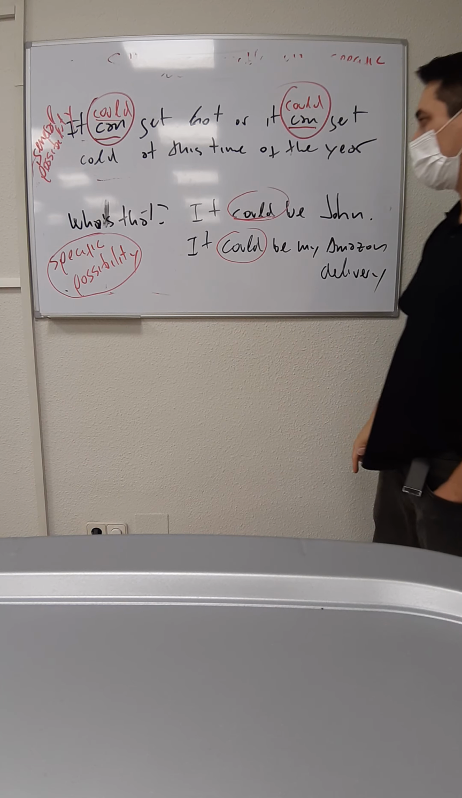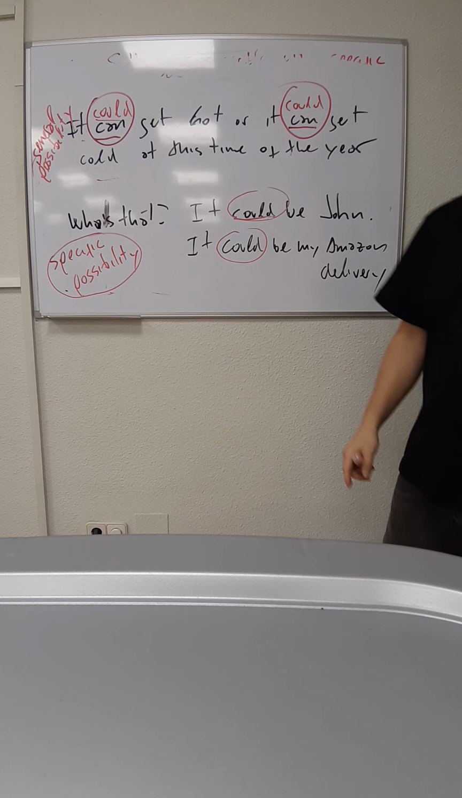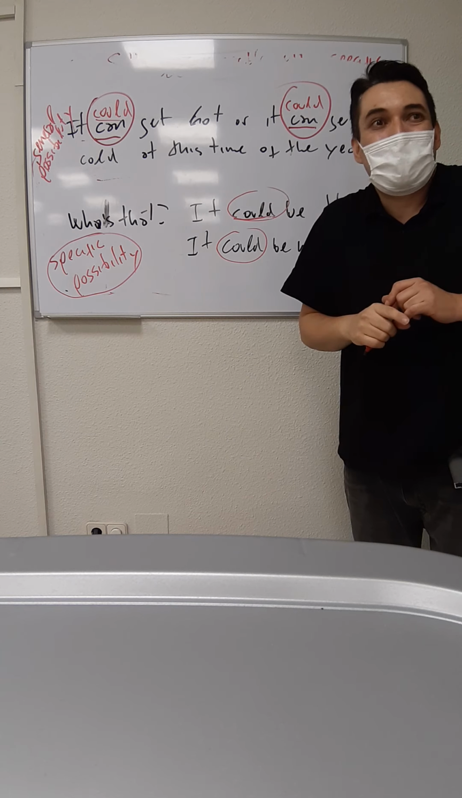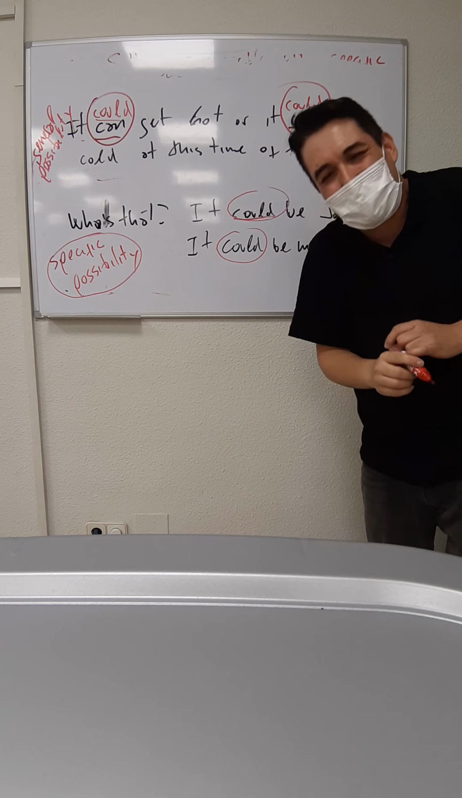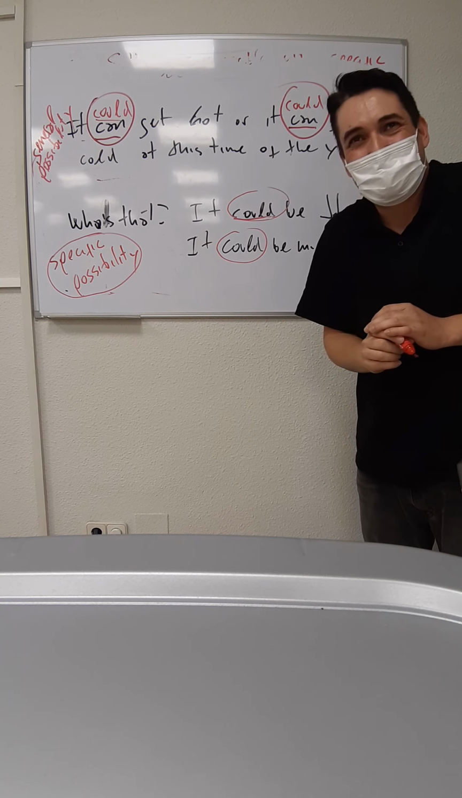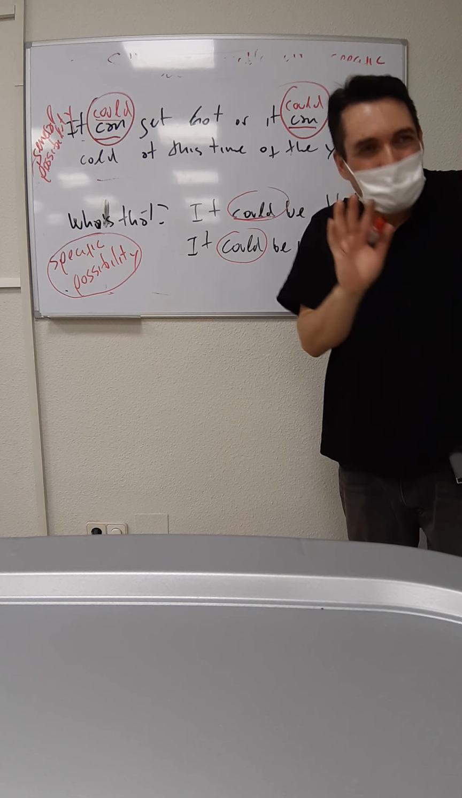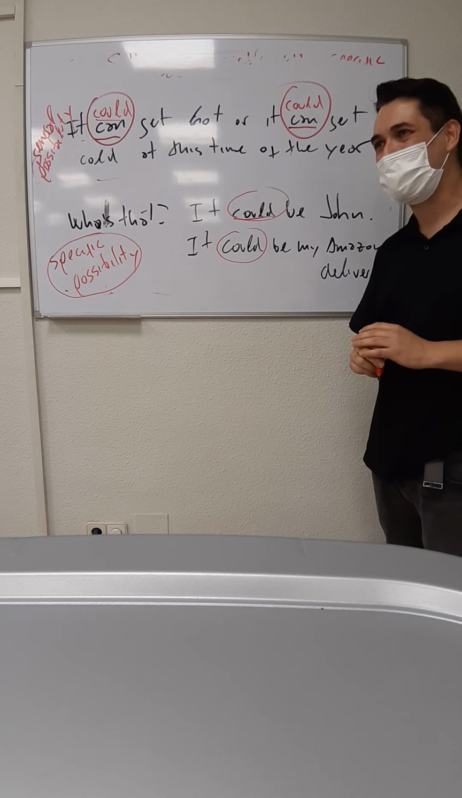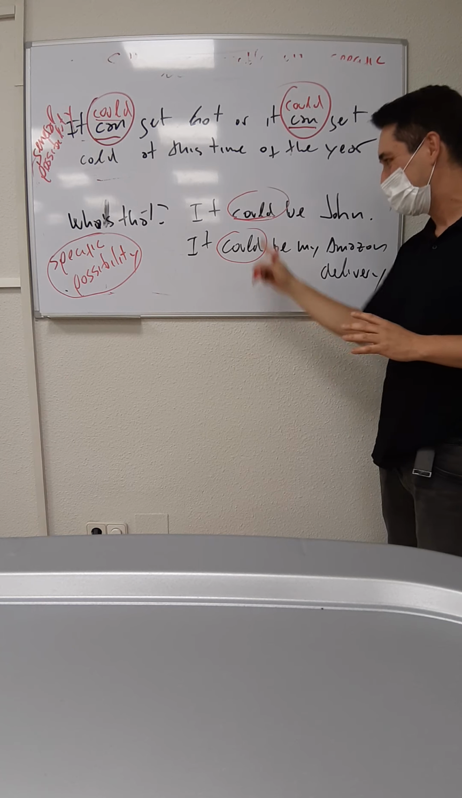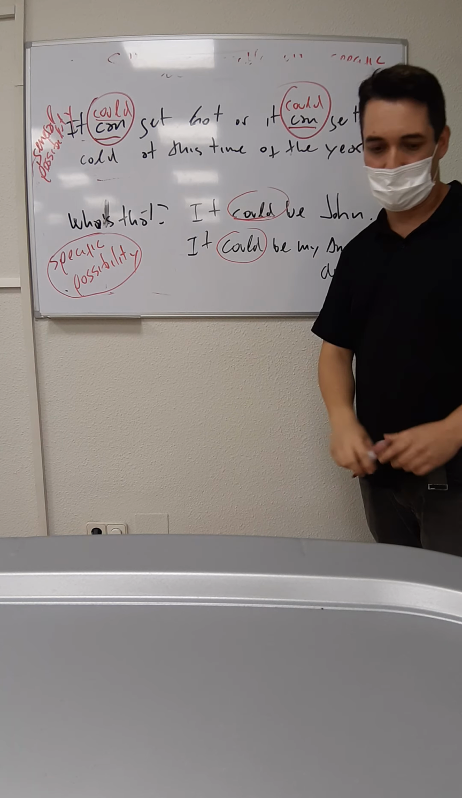could. So, if you say, who's that? It can be John. It can be my Amazon delivery. Sorry, that is not pure 100% correct English. Okay? It could be John. Specific. Could be my delivery. Yeah, my Amazon delivery. Could be. Could for something specific.